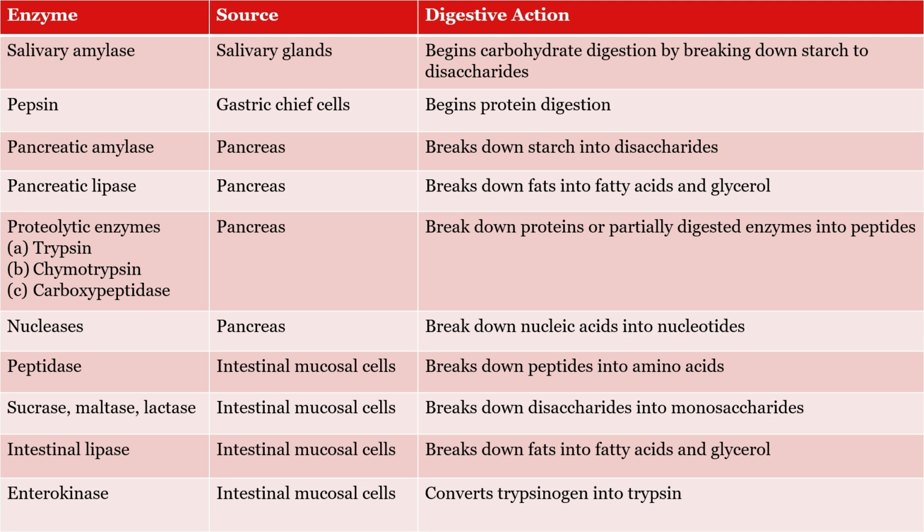Let's review the enzymes we have met throughout the digestive system. This table is meant to help you study and retain these enzymes. It contains the name of the enzymes, where it is located, and what it does. In general, amylase catalyzes the breakdown of starches to disaccharides or simpler sugars. Lipase aids in breaking down fats into fatty acids and glycerol. Nucleases help break down nucleic acids into nucleotides. Peptidase helps in the breakdown of peptides into amino acids.